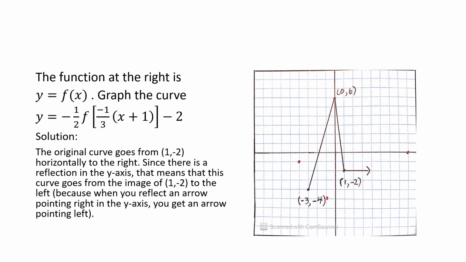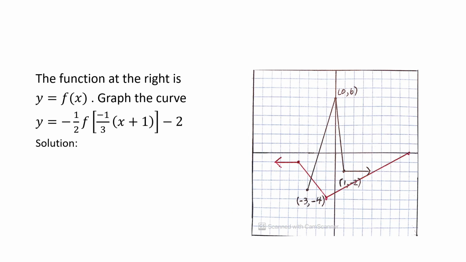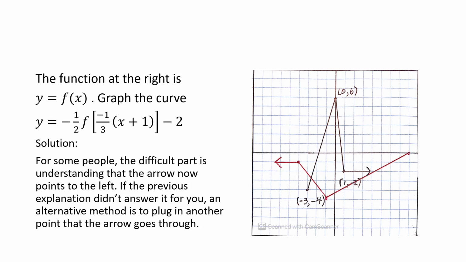Now, this is the explanation of why our original curve goes to the right horizontally at the end. Ours is going to go to the left horizontally. The description of why that is here, essentially because we have a reflection in the y-axis, and we know that because k is negative. And so our curve ends up looking like that. The part that's hard for some students is knowing that the arrow now points to the left.